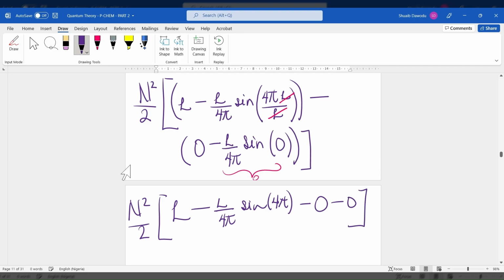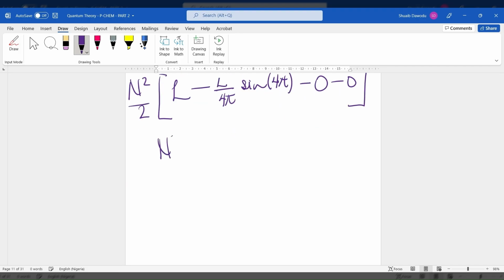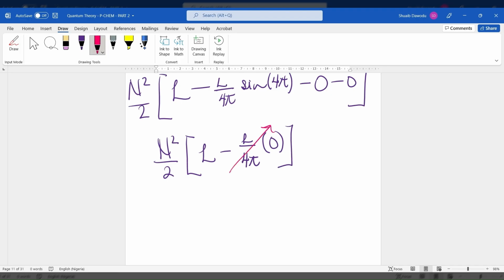So that's it. So that would be n squared over 2 times L minus L over 4 pi. Sine of 4 pi is the same thing as just simply 0. When you input it in your calculator, you're going to see that. So all of this here also goes to 0. So what you end up with is n squared divided by 2 times L. So n squared L divided by 2 is what we have.